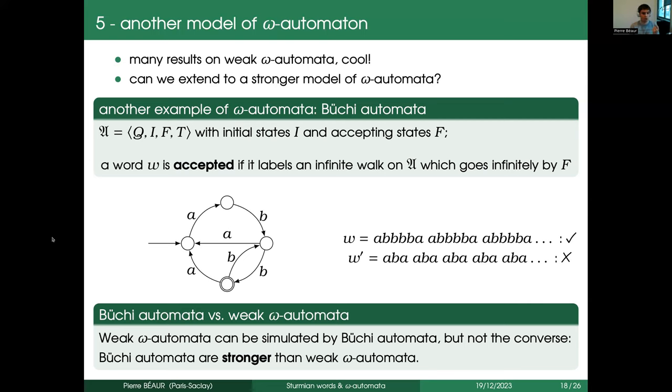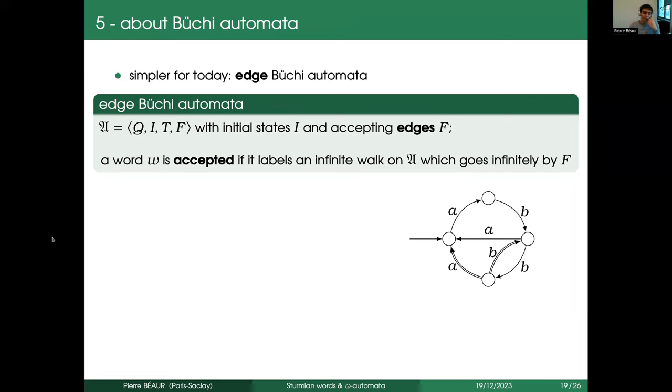Okay, so my new objective is, if I have a Büchi automaton, can I find a Sturmian word in its language? Can I decide if there's a Sturmian word in its language? Well, I will cheat a little bit because I will not study Büchi automata themselves. I will study edge Büchi automata. What changes here? Well, I don't have accepting states. I have accepting edges. So here, for example, I have two edges which are doubled. The one coming from the bottom states. And it means that an infinite word is accepted if and only if it goes infinitely through the accepting edges.